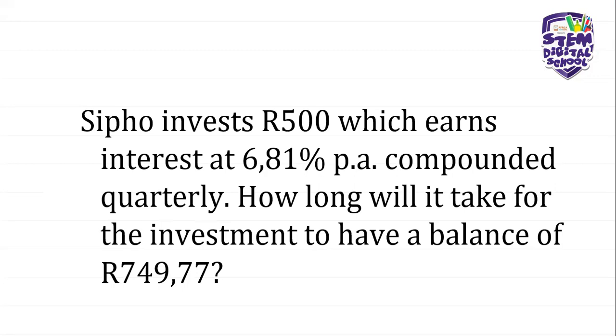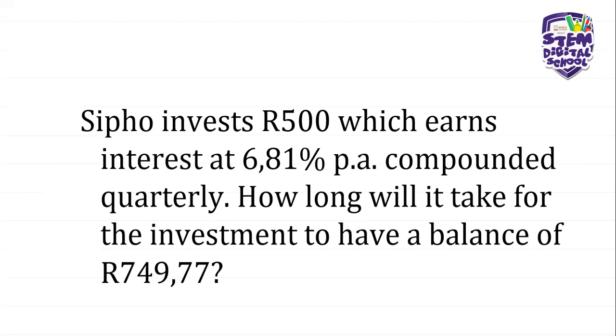So Sipho invests 500, which earns interest at 6.81% per annum, which is compounded quarterly. Remember the key word there, quarterly. What does that mean? It means it is compounded 4 times in a year. Remember that a year consists of 4 quarters. So there are 4 quarters in a year, and a quarter of a year, obviously, will be 3 months out of 12 months. That is why it gives you a quarter there.